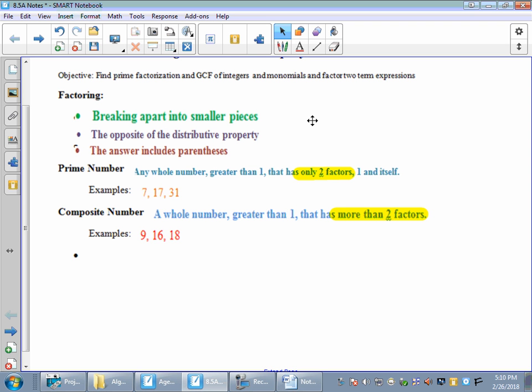So if I go back to what I was talking about earlier, I could look at 9 and say, well, 9 divided by 3 gives me 3, so I know it's a composite number. 16 divided by 2 gives me 8, so I know it's a composite number.